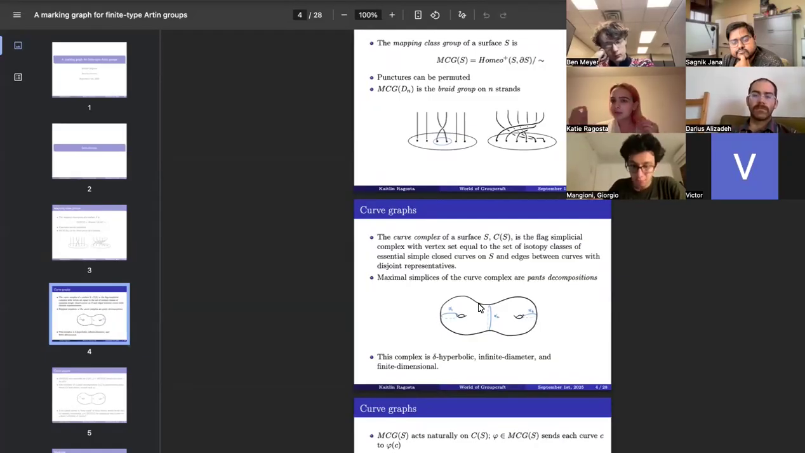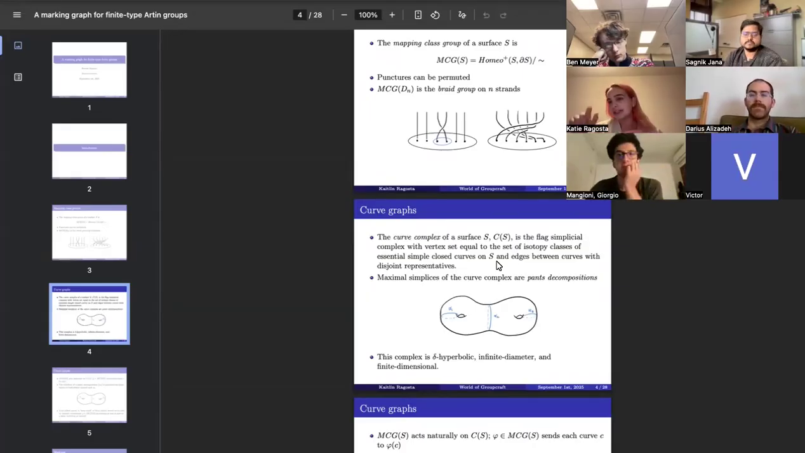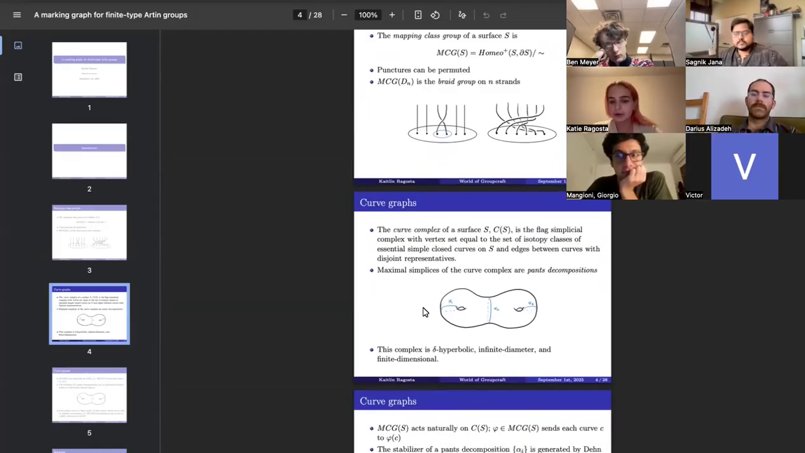And I'm going to put edges between any curves that are disjoint. Then I'm going to fill in any simplices where I see pairwise connected vertices. So that's the curve complex. And mostly we're going to care about maximal simplices in the curve complex today. So what do maximal simplices look like? Maximal simplices are collections of curves which cut the surface into pairs of pants.